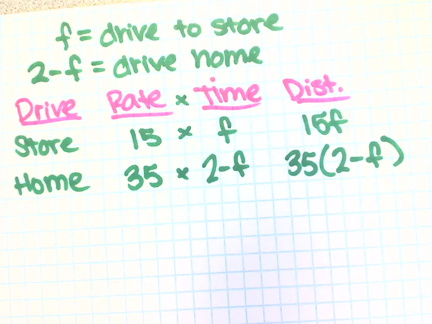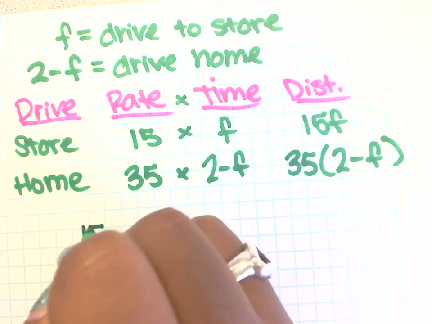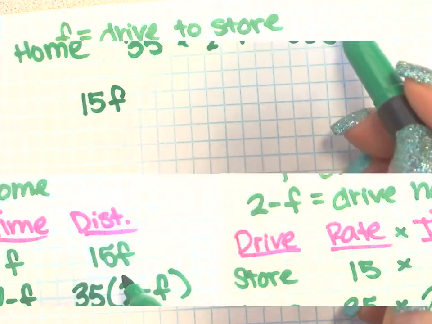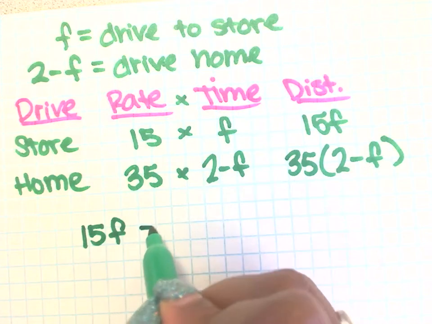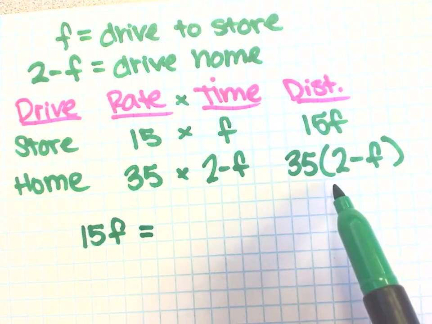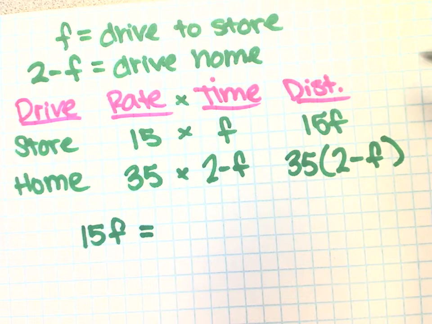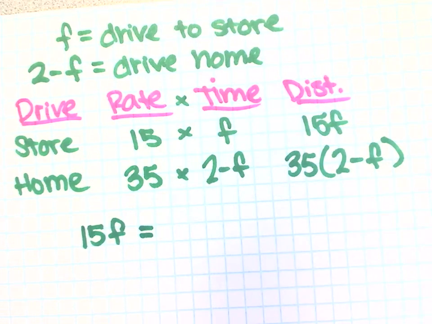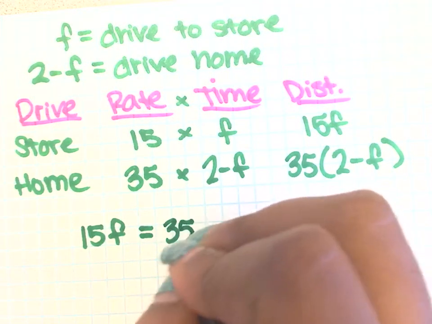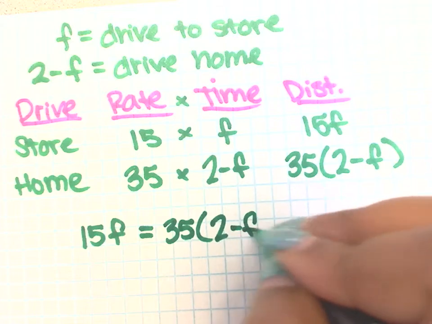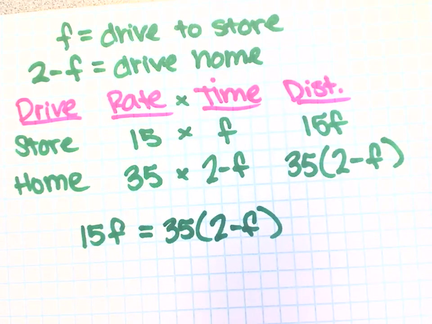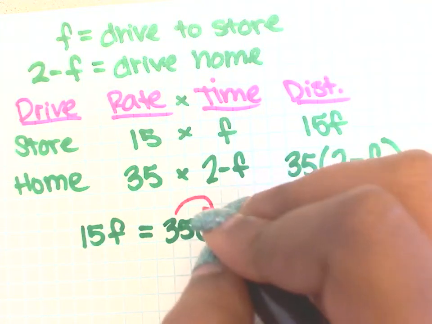Now that we have our little table set up, I can figure out the equation. The first distance to the store, 15F, is going to equal my second distance right here. So basically you're taking your two distances and putting them on each side of the equal sign. So 35 times 2 minus F. Do I need to do anything to the left side? No. Do I need to do something to the right side? Yes. What do I do? Distribute.